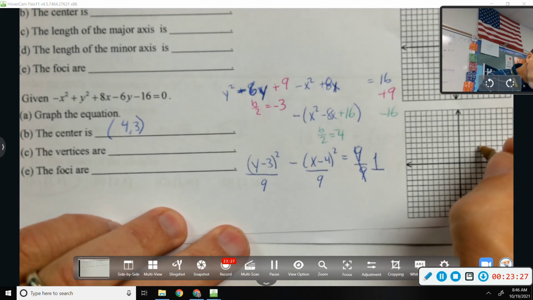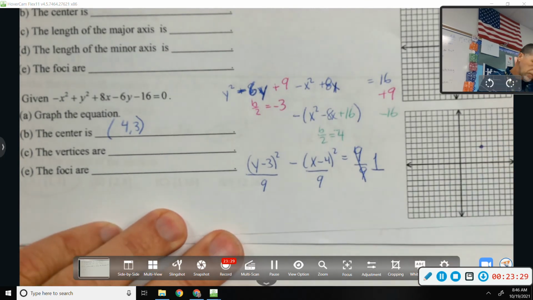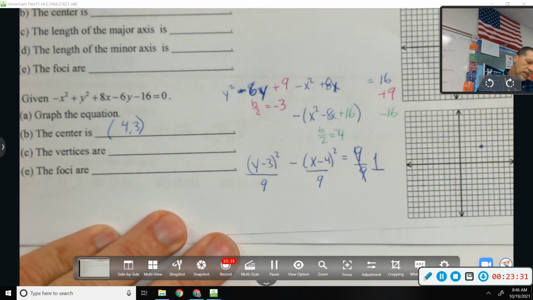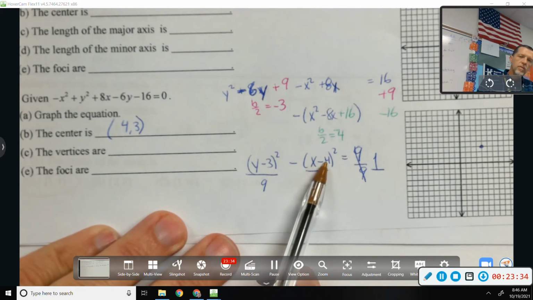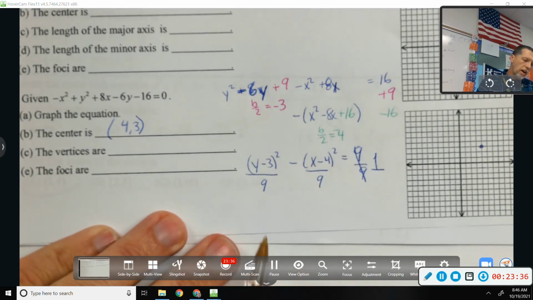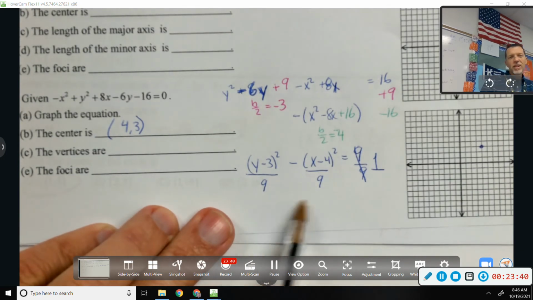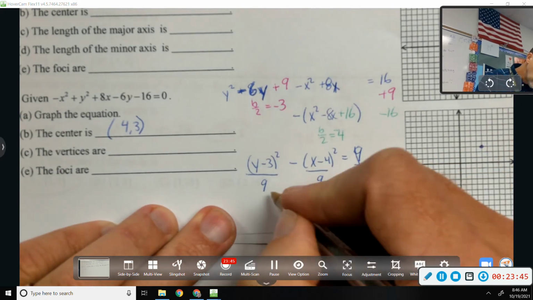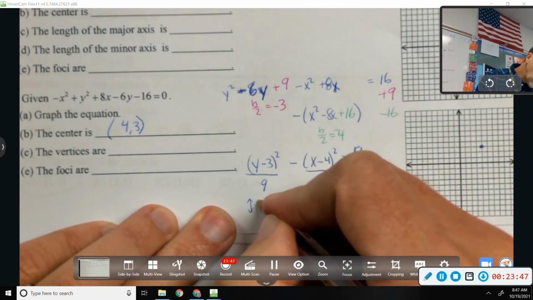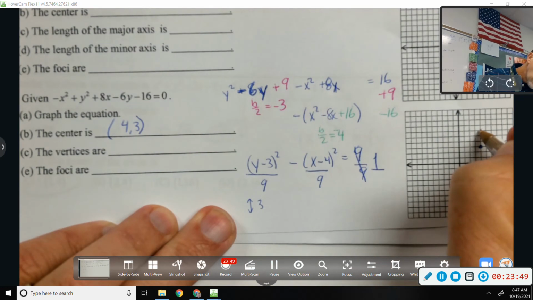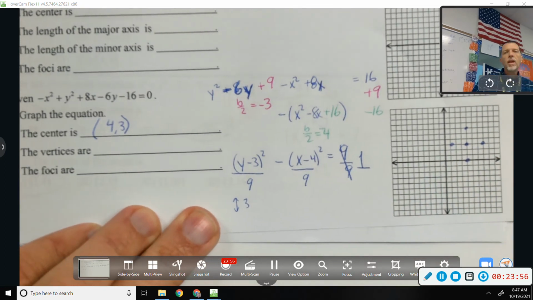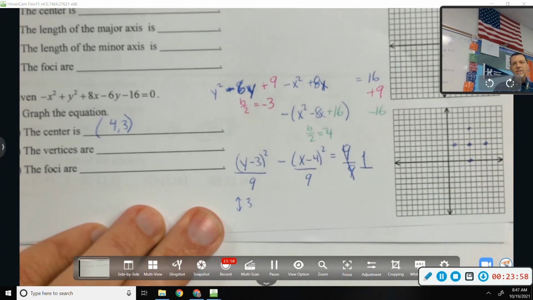It's 4, 3 because it's a square root on top. It's 4 because 4 is with x, 3 is with y. This one's kind of nice because if you mess up the left, right, up, down stuff, it's the same. So up and down 3 because that's under the y. Left and right 3 because that's under the x. And then what do I do next? Make the box.